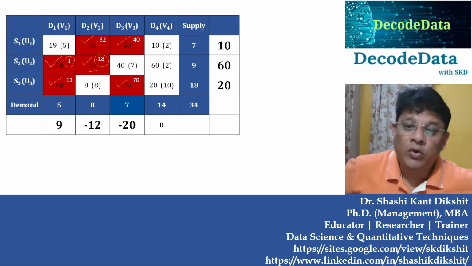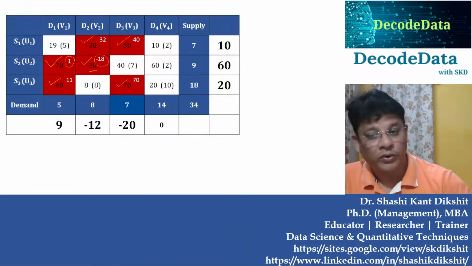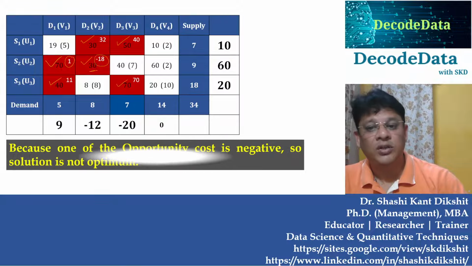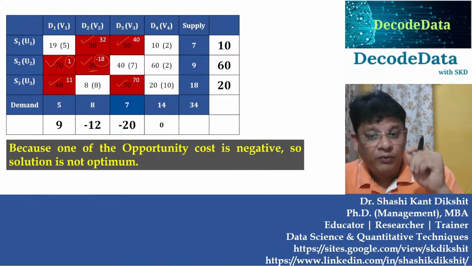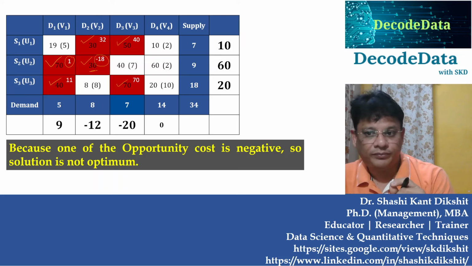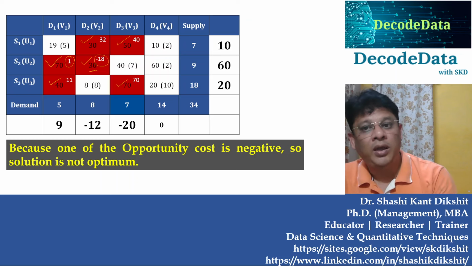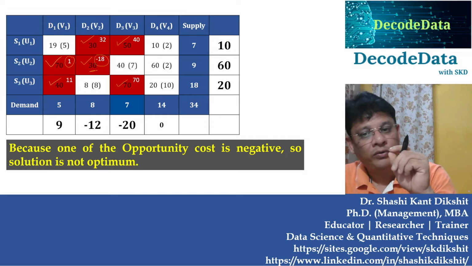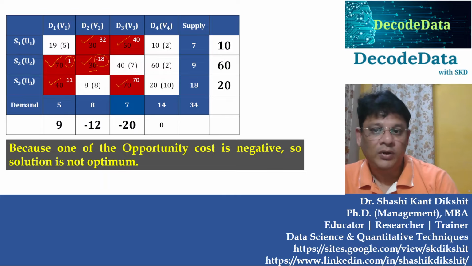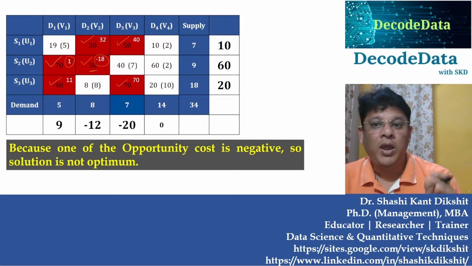Now, this opportunity cost also tells you whether the solution is optimum or not. The condition is: if any one of the opportunity costs is negative, your solution is not optimum. So the solution that came from the WAM was not optimum at all. Clear? And how do you know that? Because of the opportunity costs you have.